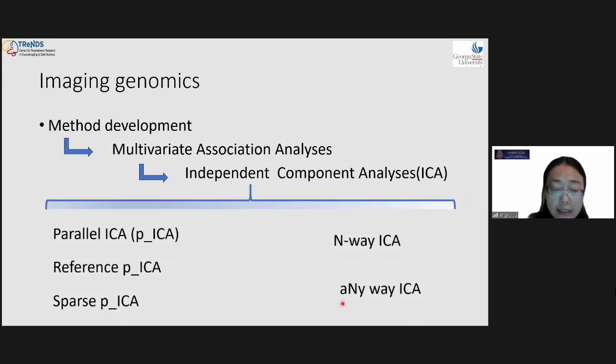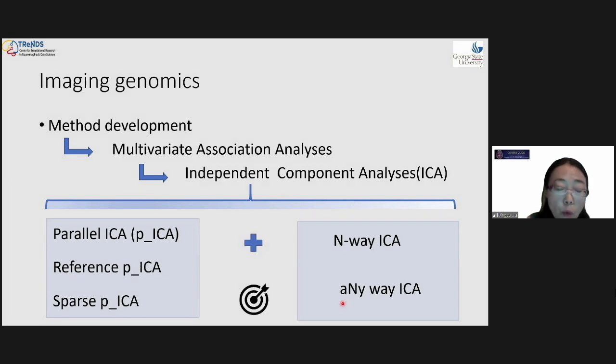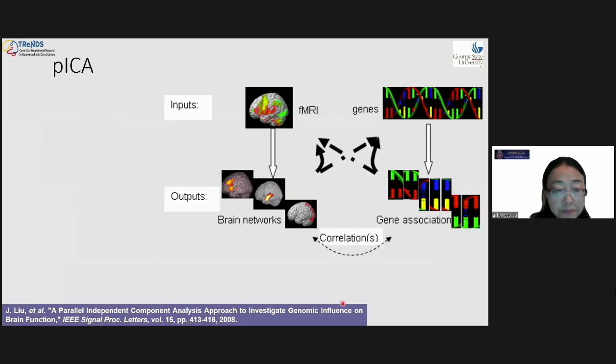Under the umbrella of ICA, I will introduce several tools. First, parallel ICA, then extensions of parallel ICA, including reference parallel ICA and sparse parallel ICA. This set of tools analyzes two modalities. Then I move to the N-way ICA, which is designed to handle multiple, three or more, data modalities. Hopefully, by using one of the methods or a combination of them, you can reach your target.